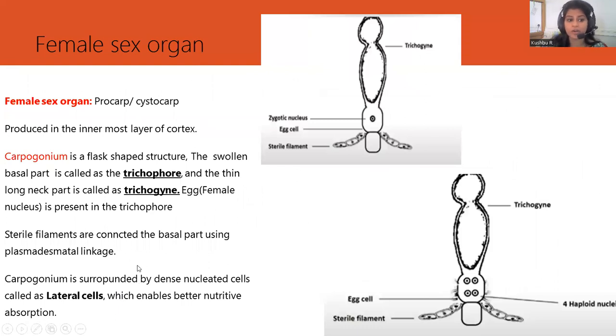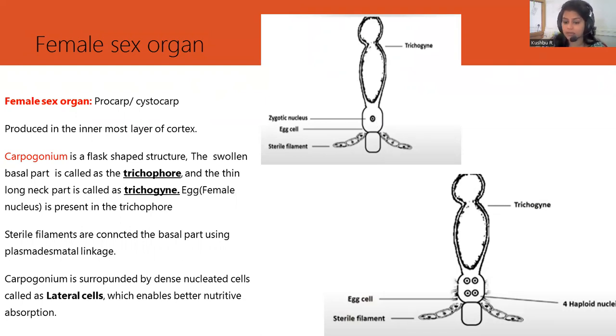The female sex organ is called the cystocarp that I was talking about, which is generally called the carpogonium. It has two important regions, called the trichophore and the trichogyne. The carpogonium is a flask-shaped structure which has an egg cell within it. The neck part is called the trichogyne. The swollen basal part is called the trichophore, inside which the egg cells are present.